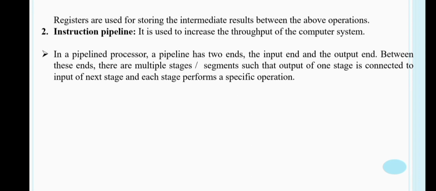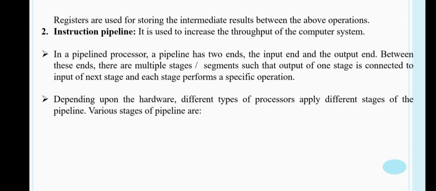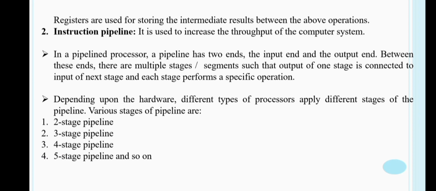Here, multiple instructions are executed simultaneously. It is more efficient if the instruction cycle is divided into segments of equal duration. Instruction pipeline is used to increase the throughput of the computer system. Depending upon the hardware, different types of processors apply different stages of pipeline. Various stages of pipeline are 2-stage pipeline, 3-stage pipeline, 4-stage pipeline, 5-stage pipeline, and so on.